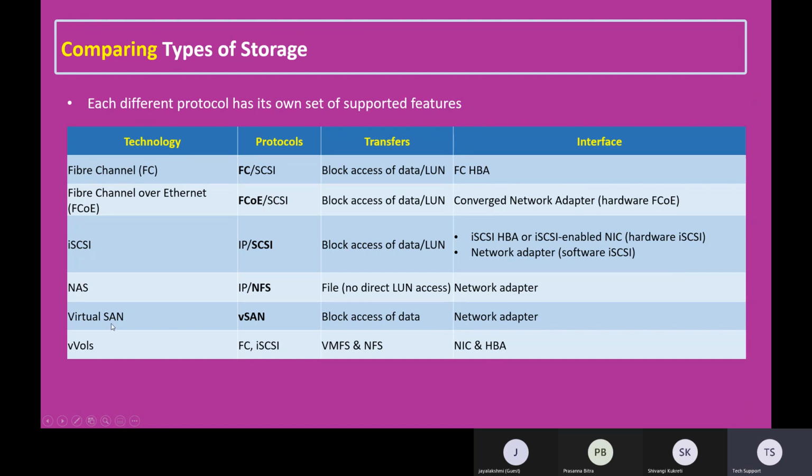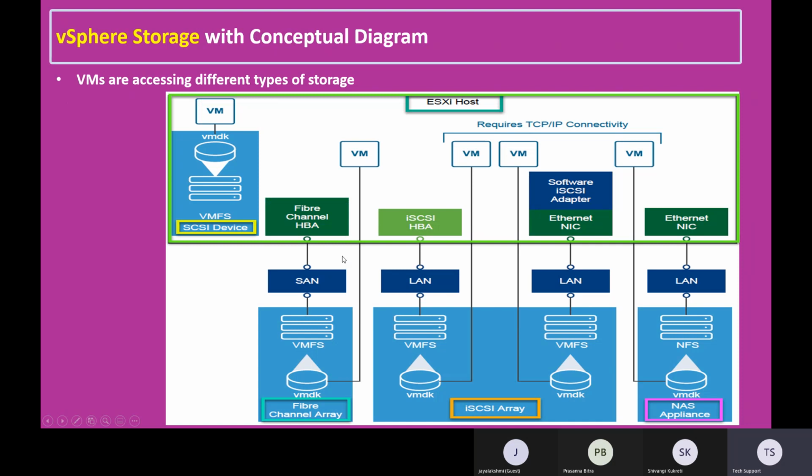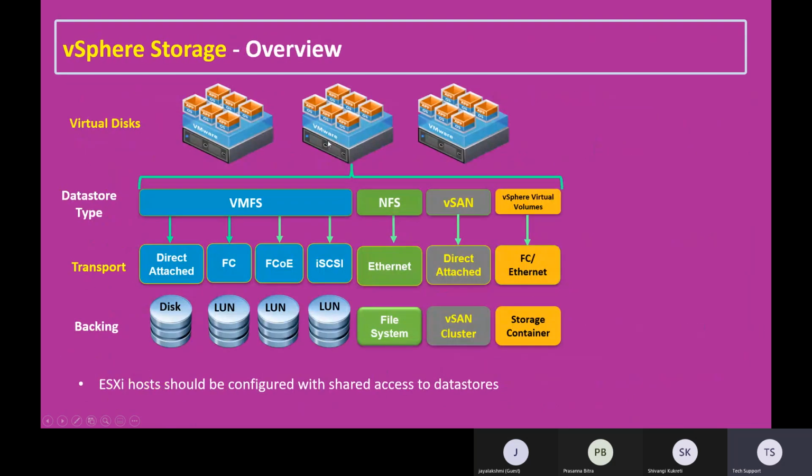And virtual SAN. Virtual SAN means we can configure vSAN directly on direct attached storage. So the protocol name is also vSAN, and it is block access of data. Block access of data means it's existing local direct attached disks only. And the interface, if I want to connect from one ESXi host to another ESXi host, even in vSAN, the main interface is a normal network interface card only.